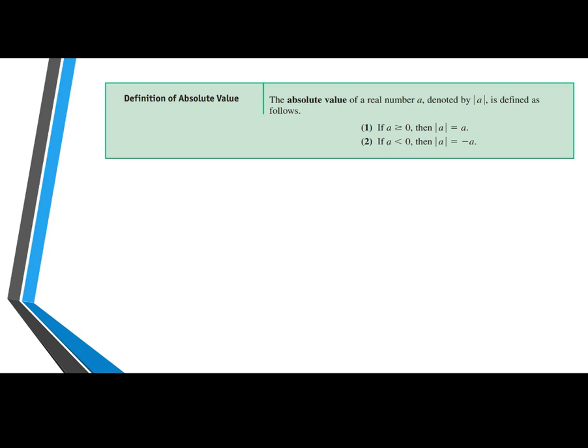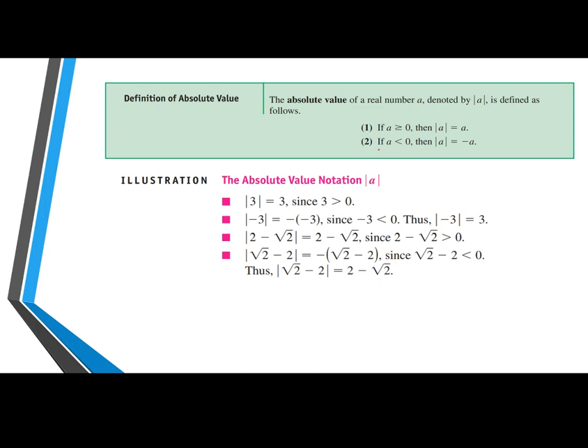Then if A is less than 0, then the absolute value of A is negative A. It is negative already, that is why it is less than 0. So, an illustration: the absolute value of 3 is equals to 3, since 3 is greater than 0. The absolute value of negative 3 is equals to negative times negative 3, since negative 3 is less than 0. Thus, the absolute value of negative 3 is 3.